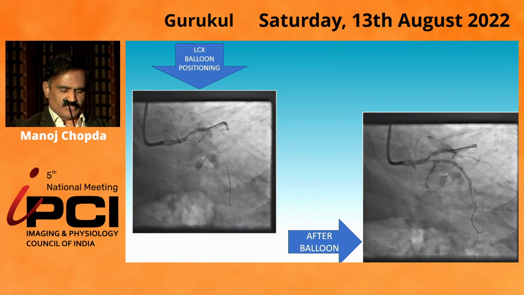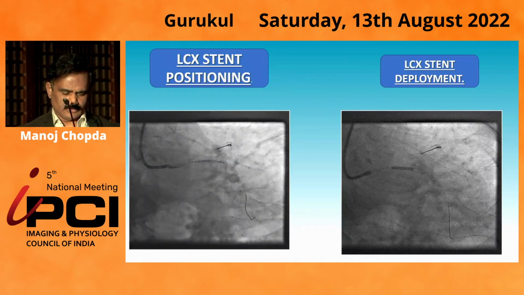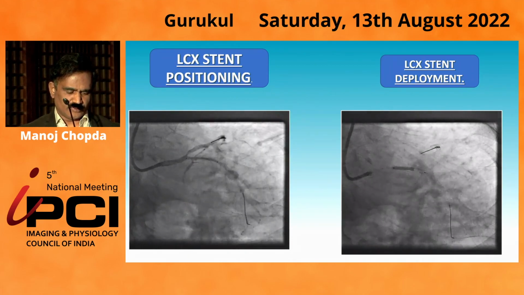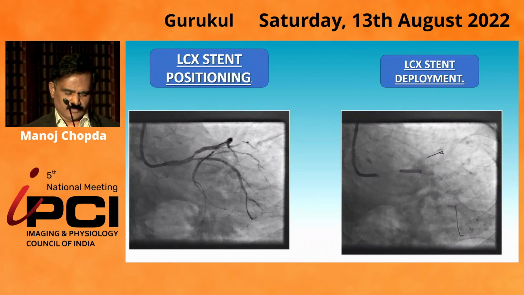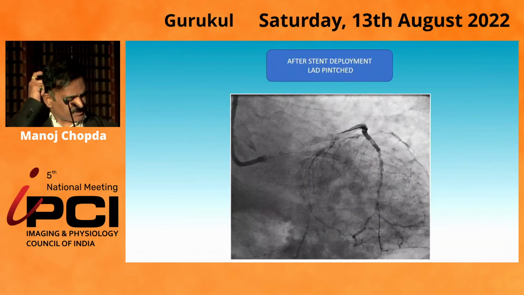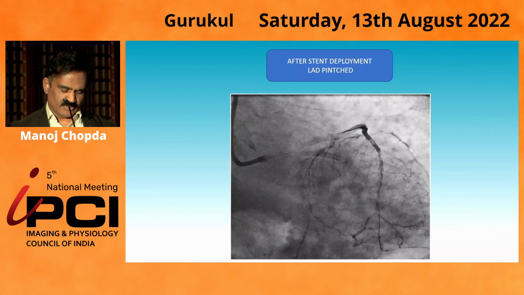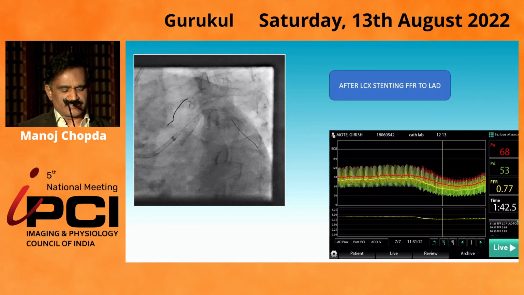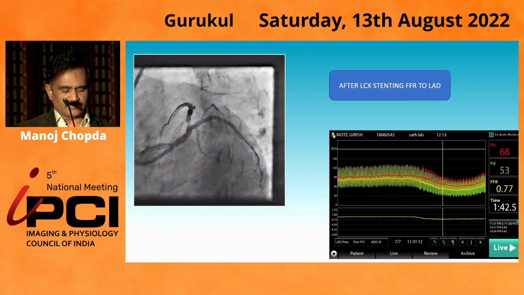So we dilated the lesion. Stent was taken, left circumflex, it was 3x18. Stent was deployed. And after stenting left circumflex at ostial, I think the LAD lesion started looking significant. So again, we did an FFR for the LAD, and that came 0.77.